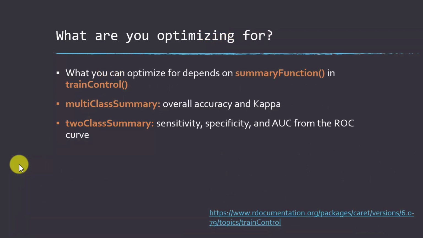Another complexity of this is what are you actually trying to optimize for? What you can optimize for depends on what you call in summary function and also in train control. One option is multi-class summary, and in that case it's going to look at overall accuracy and kappa, and generally the model with the highest kappa is used, but you can specify overall accuracy or kappa. For two-class summary, you can use the model with the best sensitivity, specificity, or AUC from the ROC curve. And there are also other options for continuous variables.